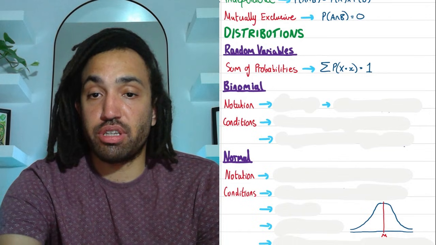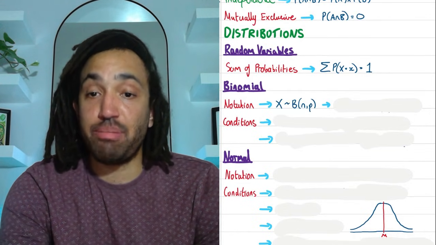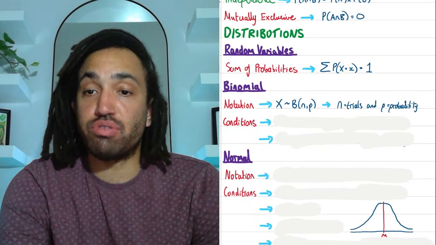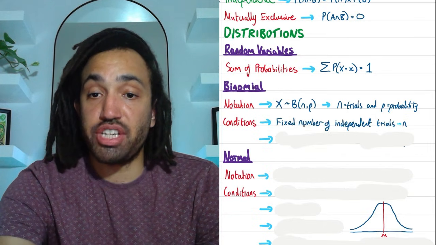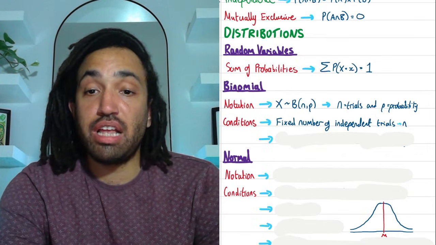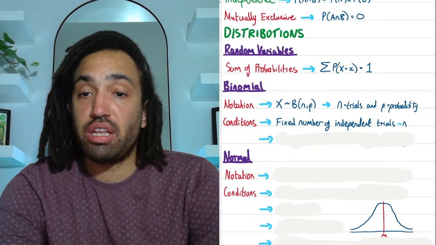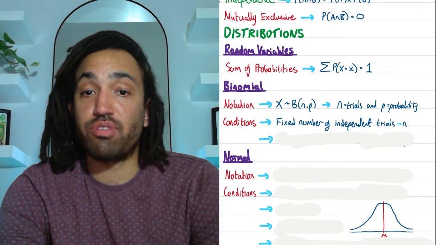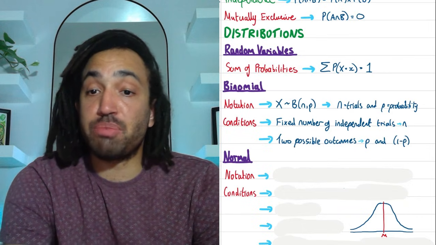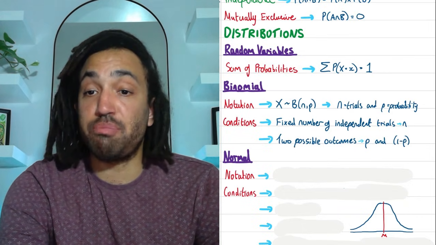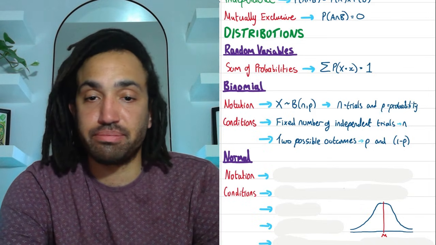Binomial distribution. The notation is that X is squiggly line, capital B, n, p, where n is the number of trials and p is the probability of success. Conditions, and these are really important to remember. There has to be a fixed number of independent trials. So they have to be independent of one another for us to be able to use the binomial distribution. And there must be 2 outcomes, so the probability of p and the probability of not p, 1 minus p.